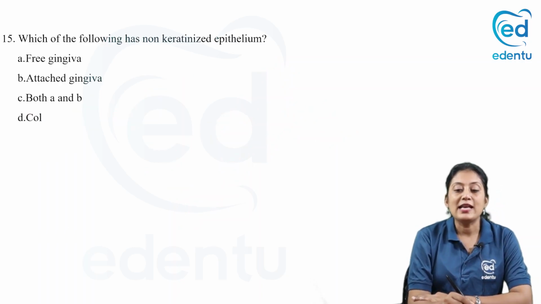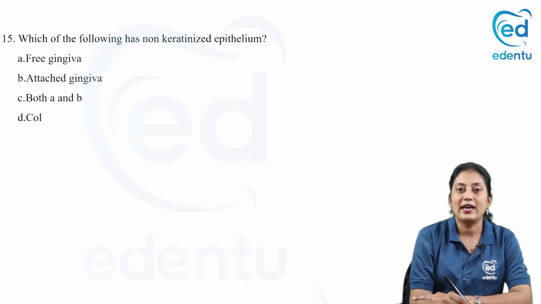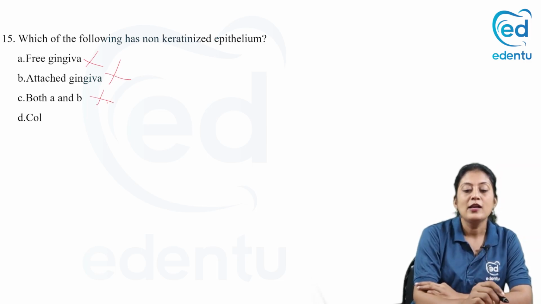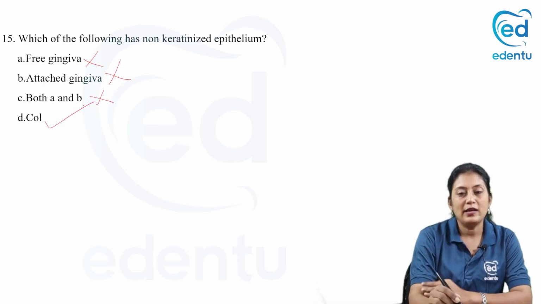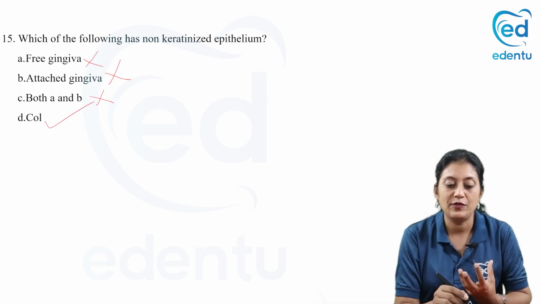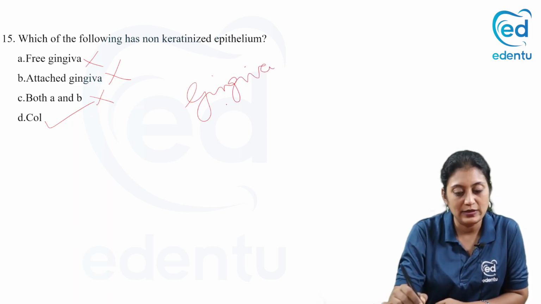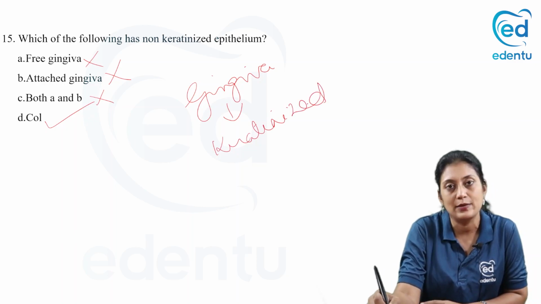Which of the following has non-keratinized epithelium? So, in the oral cavity, gingiva and hard palate have keratinized epithelium. So, these two options are gone. So, please remember, it is a very, very important question that is frequently asked. Gingiva, the surface gingival epithelium is keratinized. There is no doubt about it, keratinized epithelium.